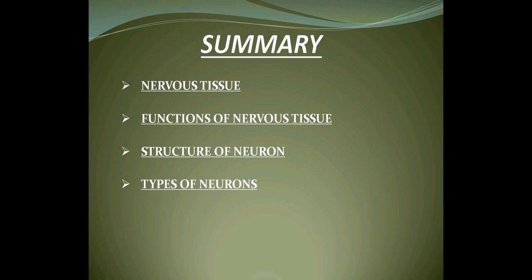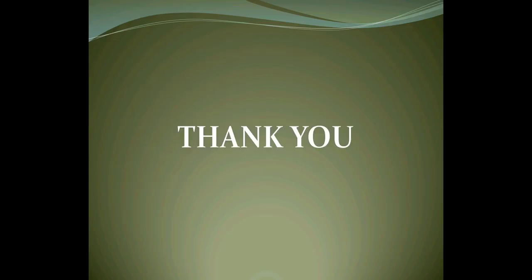So let's see a quick summary of what we studied today. Today we studied the details of the nervous system, that is nervous tissue. In that we studied the functions of nervous tissue, then the structure of neuron and types of neurons. So we have completed the entire chapter, that is animal tissue.